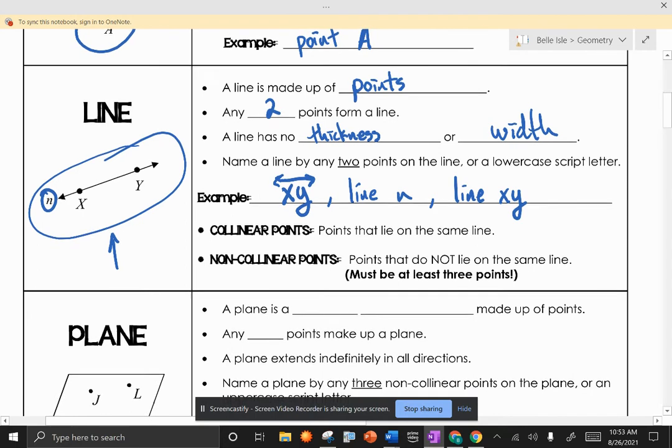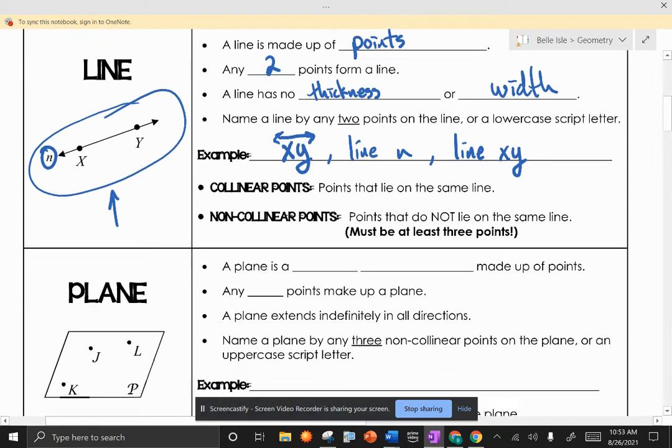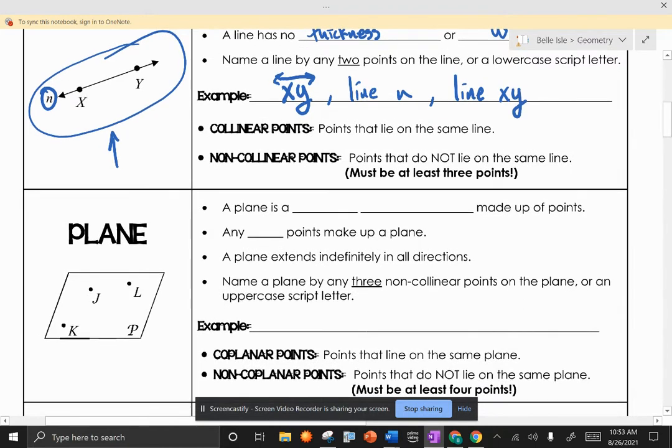Okay, collinear again is points that lie on the same line. That was a vocabulary word. So if we use some deductive reasoning, what is non-collinear points? Yeah, almost like it's right in front of you.